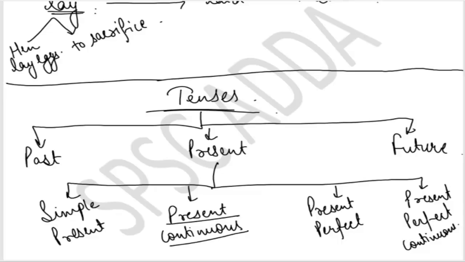And in future you need to add simple future, future continuous, future perfect, and future perfect continuous tense. Have you guys understood the types of tenses? Do I need to write the types of past and future tenses also, or is it clear to you? No, ma'am, it's clear.